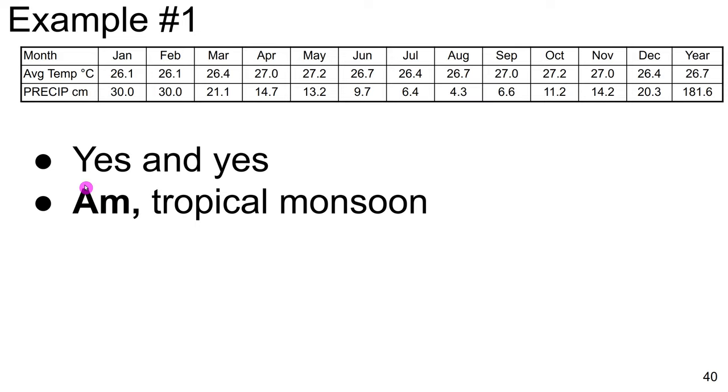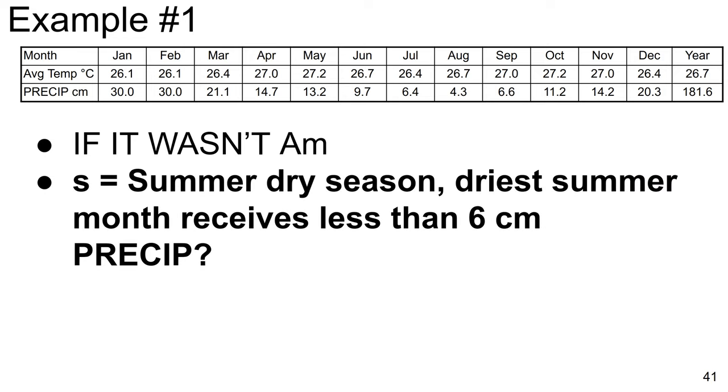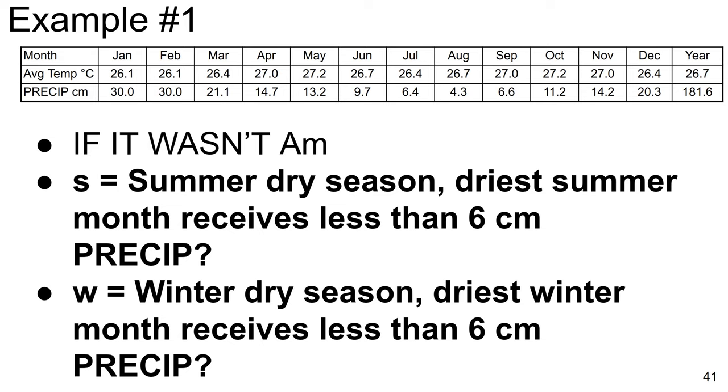Yes, and yes. So it's an AM. The Köppen climate symbol would be AM. The Köppen climate name would be tropical monsoon. Oh, that was fun. If it wasn't an AM, I mean, it was. And I really hate to possibly mess you up, but if it wasn't an AM, then you'd check to see, is it an AS? And if it wasn't an AS, you'd check to see if it was an AW.